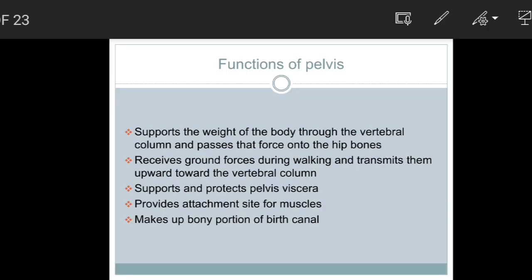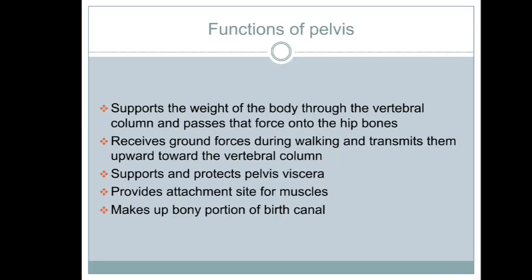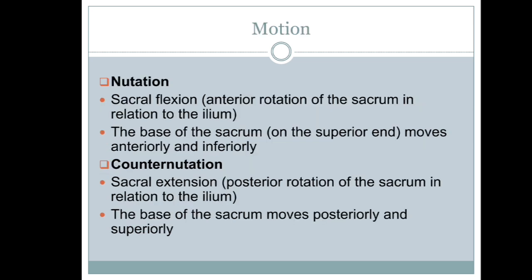So what is the function of the pelvis? It supports the body weight through the vertebral column and passes that force into the hip bones. It also receives the ground reaction forces during walking and transmits them upward towards the vertebral column. It supports and protects the pelvic viscera, provides attachment sites for various muscles, and makes the bony portion of the birth canal. So the motions available are nutation.